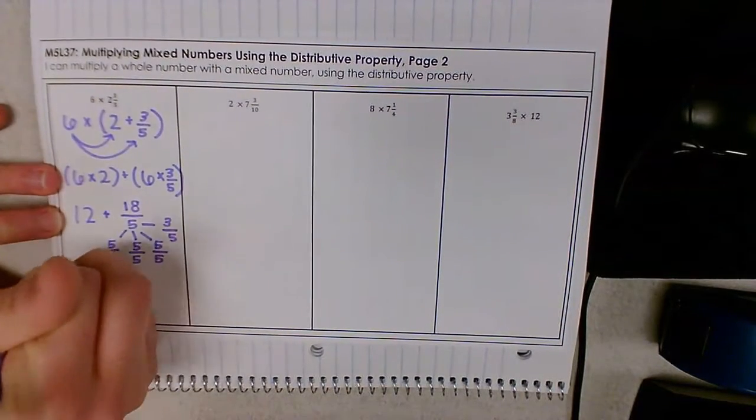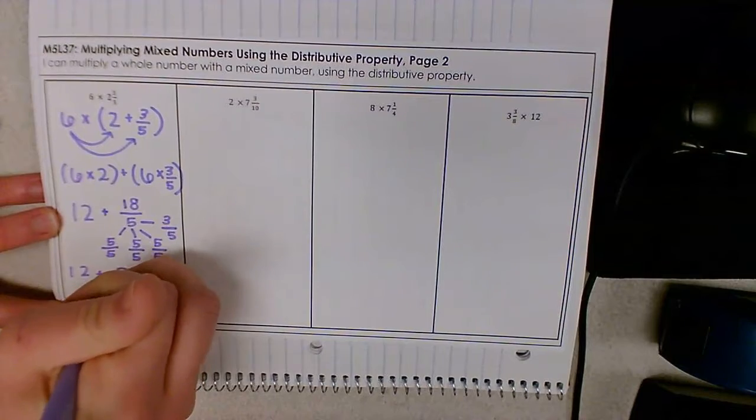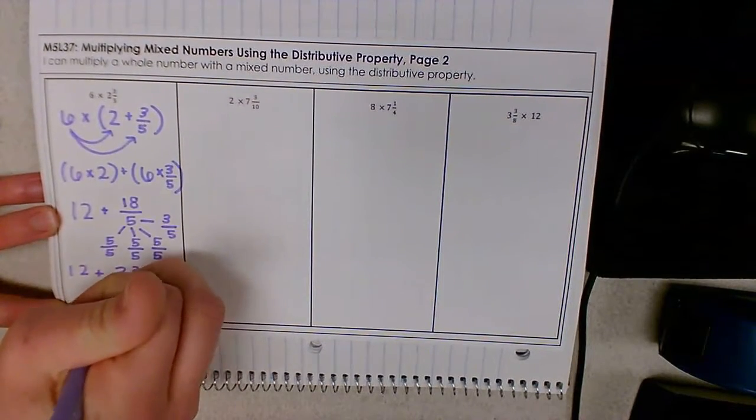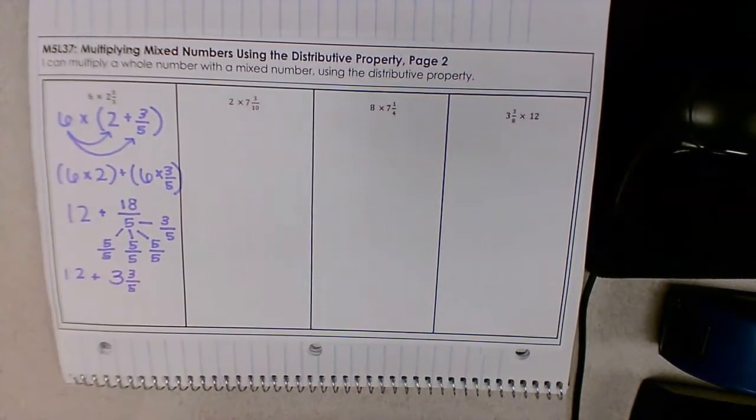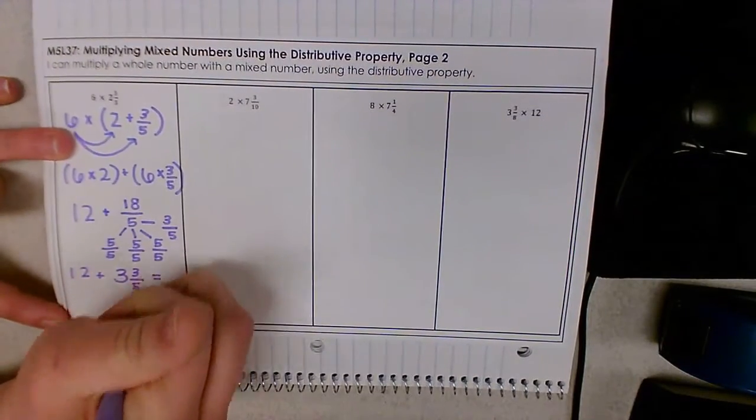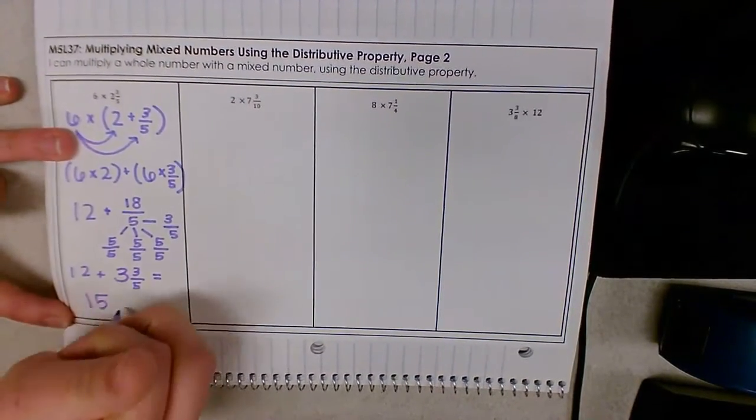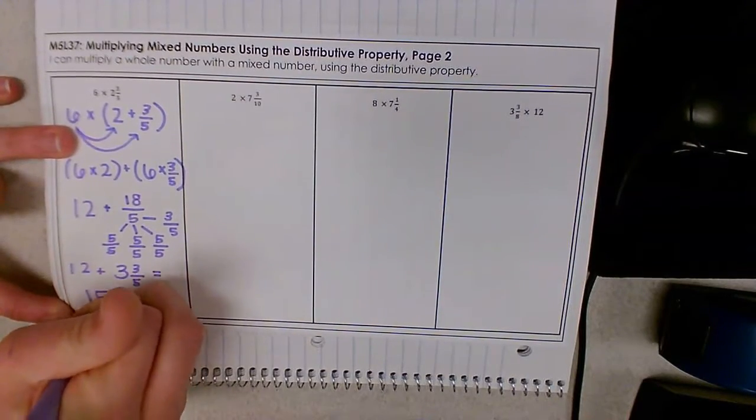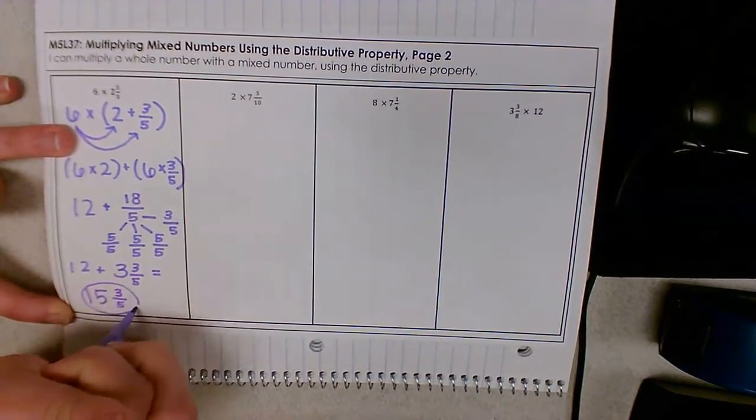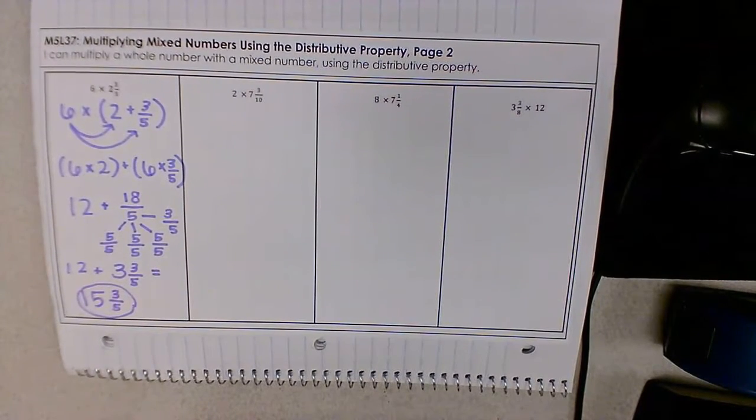So now I have 12 plus 1, 2, 3. 3/5. 12 plus 3 3/5. 12 plus 3 equals 15. We're going to keep our fraction 3/5. Okay, we're getting automatic. Let's practice it again.